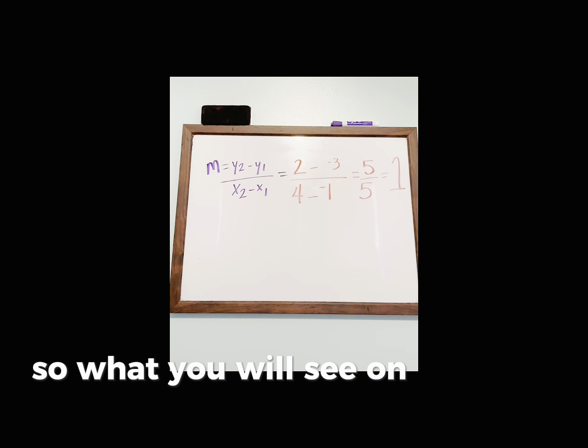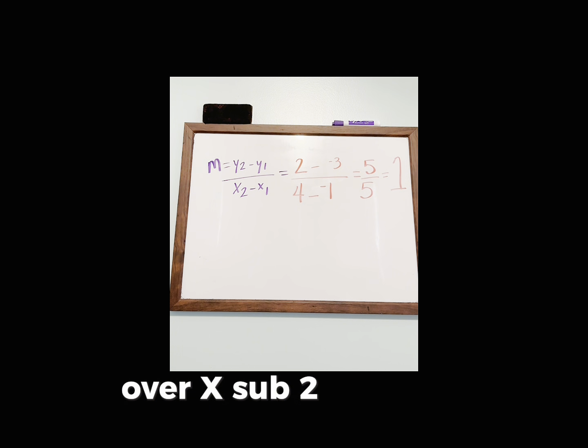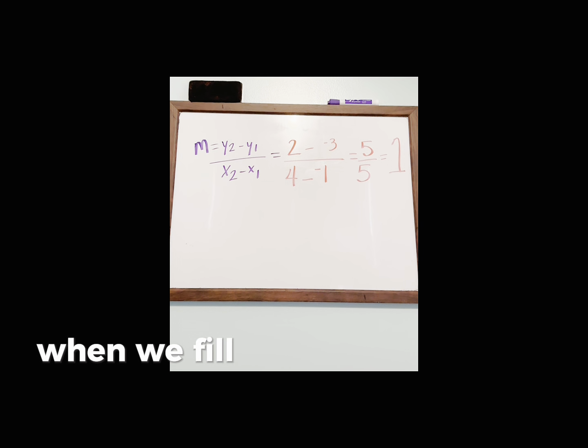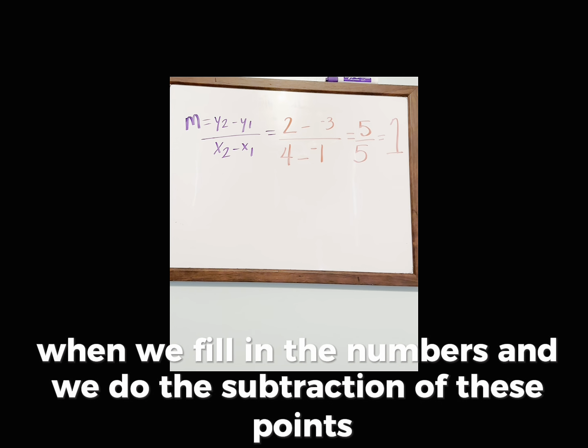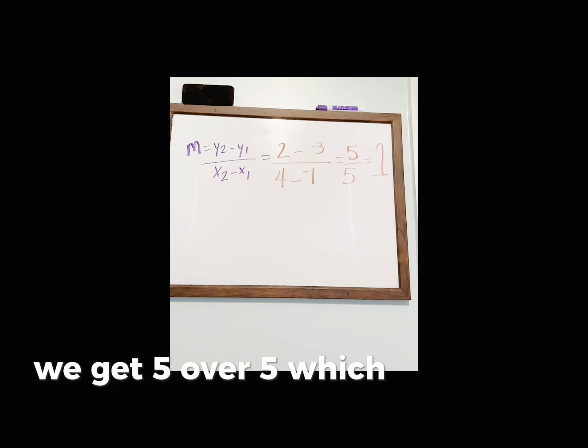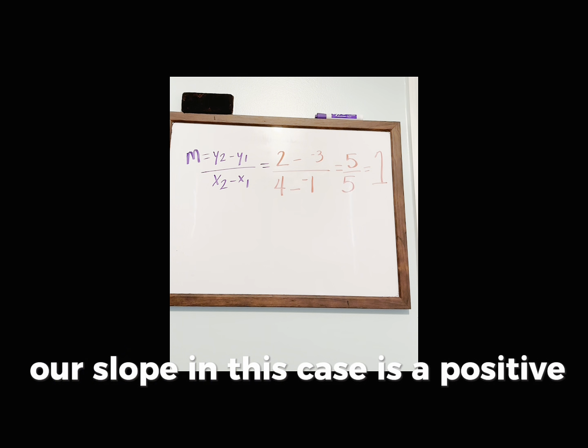So what you will see on the board now is the y sub 2 minus y sub 1 over x sub 2 minus x sub 1. When we fill in the numbers and we do the subtraction of these points, we get 5 over 5, which is equal to 1. And this is our slope. Our slope in this case is a positive slope.